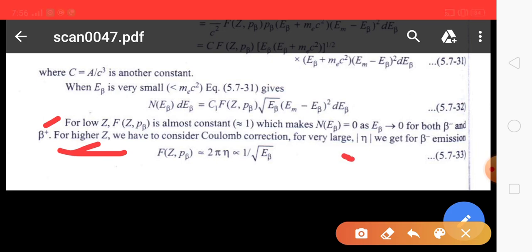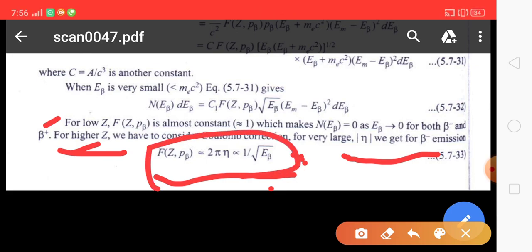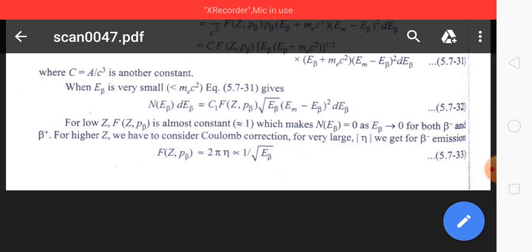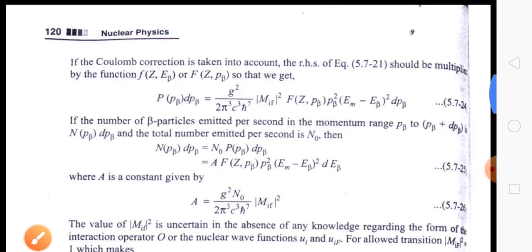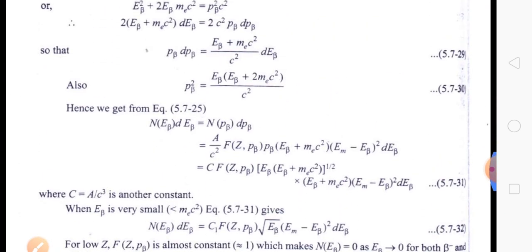For very large eta, we get for beta negative emission that it tends to 2 pi eta, which is proportional to 1 divided by root of E_beta. Okay, so you can refer to page number 120 of the S. N. Ghoshal book.